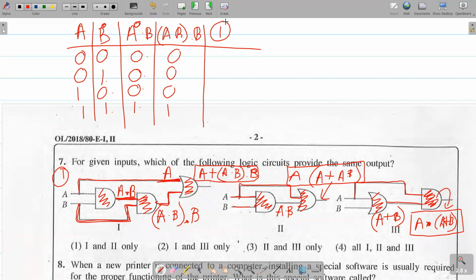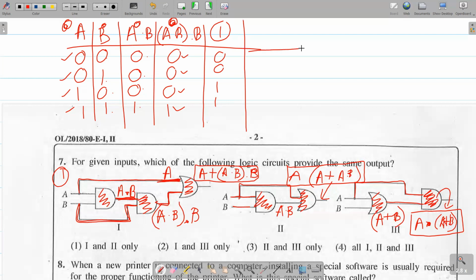So in the first one, what you're going to do is A plus A dot B dot B. So that means this particular column will be added with this particular column. So 0 plus 0, 0, 0 plus 0, 0, 1 plus 0, 1, 1 plus 1, again 1. Right, so the first one comes with 0, 0, 1, 1.